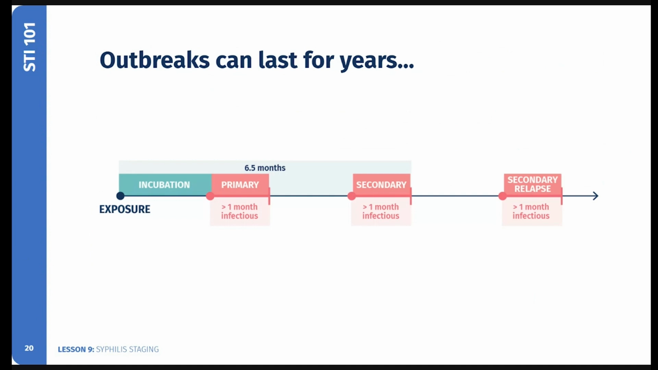STIs are different. For chlamydia and gonorrhea, you are considered infectious until you are treated. For syphilis, you go through a potential 3-month-long incubation period, then you pass through 2 infectious periods that can last for over a month. And 25% of untreated syphilis cases will have a third infectious period if they have a secondary relapse. This, combined with the subtle nature of syphilis symptoms, is what can cause syphilis outbreaks to drag on for years. So when you are looking at an epi curve of STIs, you really have to step back and look at the disease trends over several years.